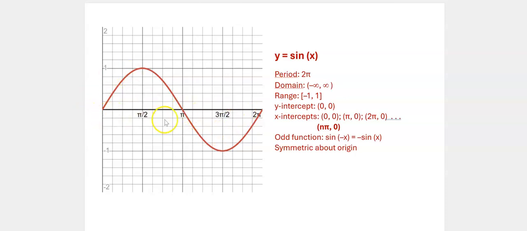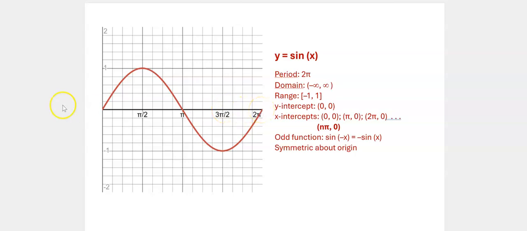You are going to divide this into 4 equal parts. You've got 5 numbers, 0, pi over 2, pi, 3 pi over 2, and 2 pi, but the 4 parts are going to be the 4 quarters, or like you can think of the 4 quadrants: from 0 to pi over 2, from pi over 2 to pi, from pi to 3 pi over 2, and from 3 pi over 2 to 2 pi.